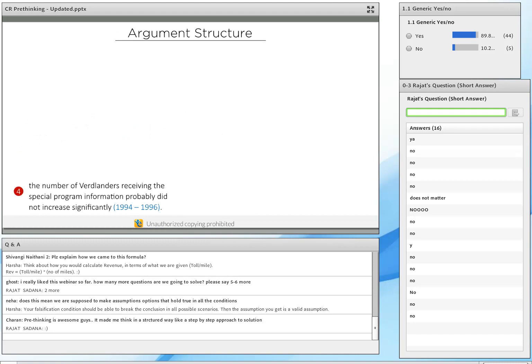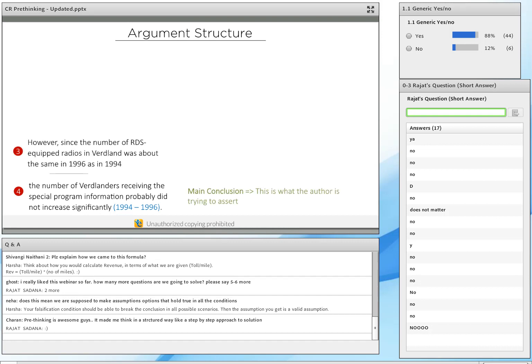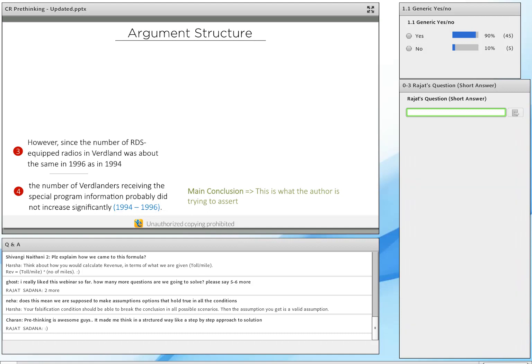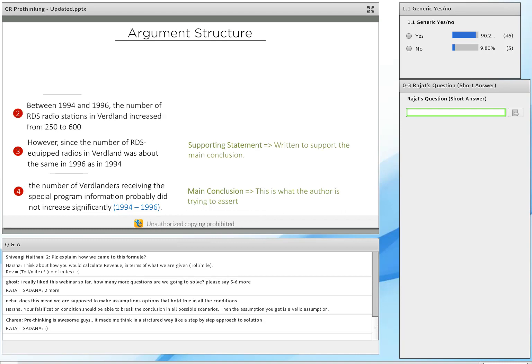Okay, let's do the argument structure right now. The conclusion says the number of Worldlanders receiving SPI, Special Program Information, did not go up a whole lot between these 2 years. So this is your main conclusion. Now, why does the author say that? There are two reasons why the author arrives at this conclusion. One is the number of RDS-equipped radios did not change between 94 and 96. And the second is the number of transmitting towers increased tremendously.